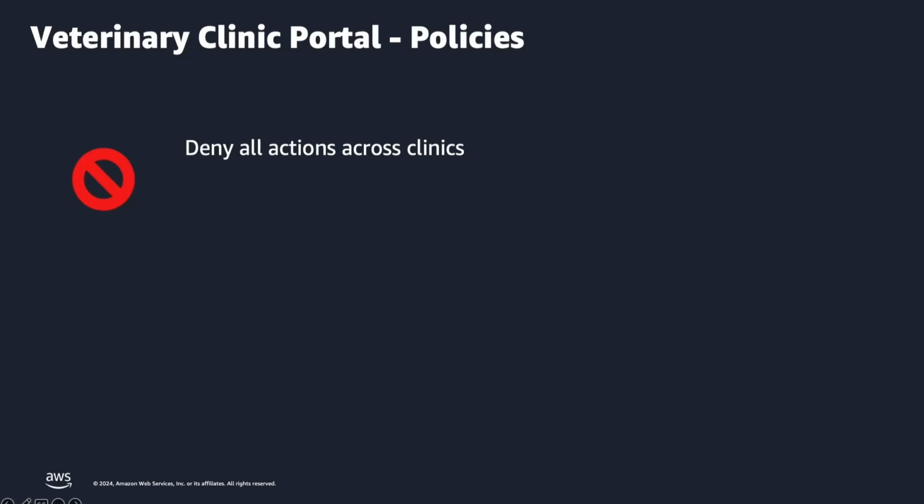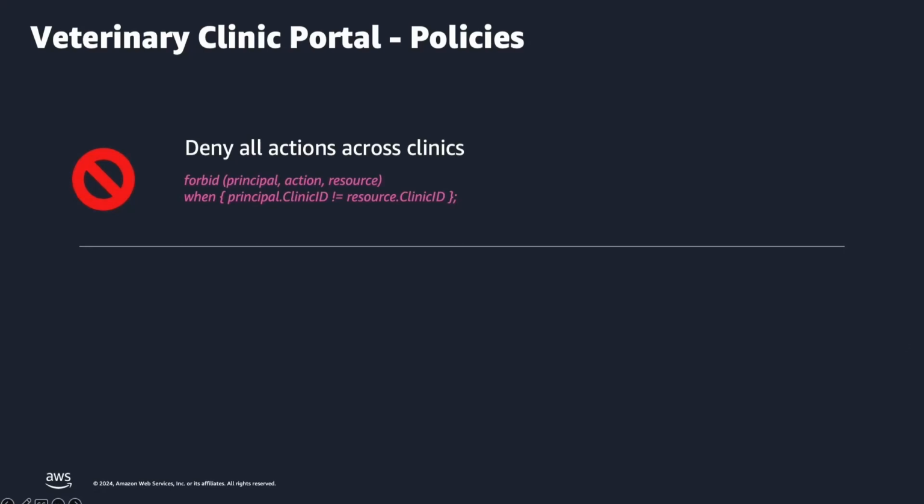Probably you have guessed it right. We'll use a forbid policy and we'll add a condition on the clinic ID attribute. If the clinic ID of the principal does not match the clinic ID of the resource, then we should deny the access. Now let's start giving permissions as per our application.